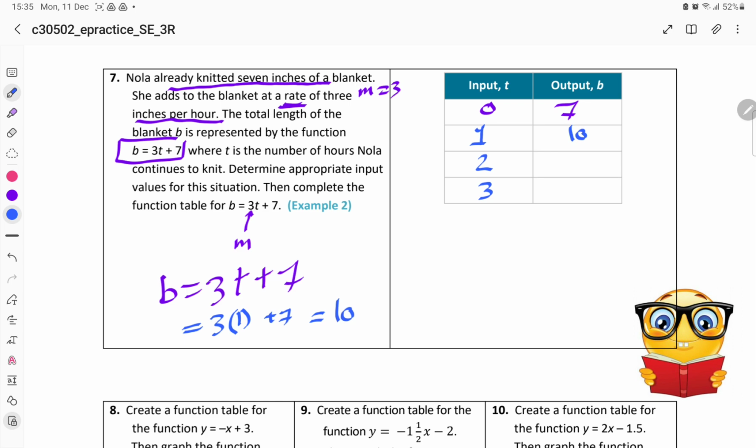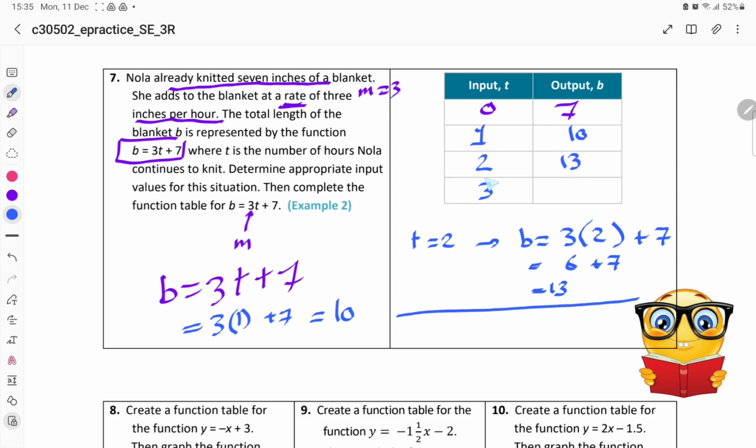So here is 10. Again, let's try at t equals 2. When t equals 2, B equals 3t plus 7. So 3 times 2 is 6. 6 plus 7 is 13. Alright, let's try when t equals 3. B equals 3 times t, which is 3 now, plus the 7. 3 times 3 is 9. 9 plus 7 is 16.